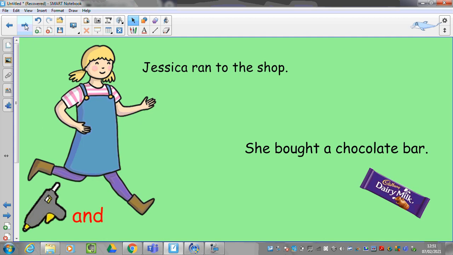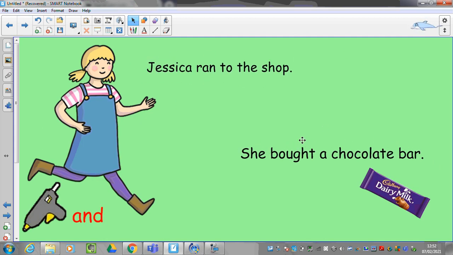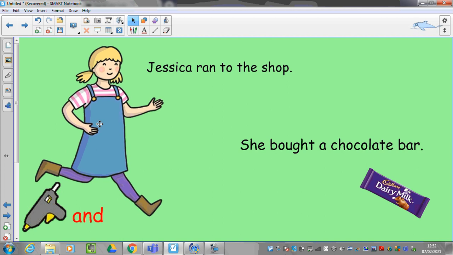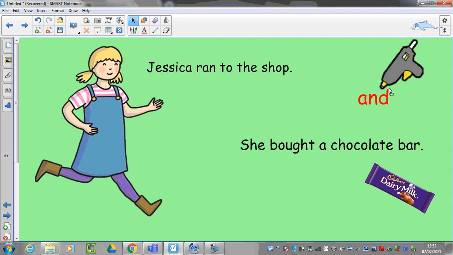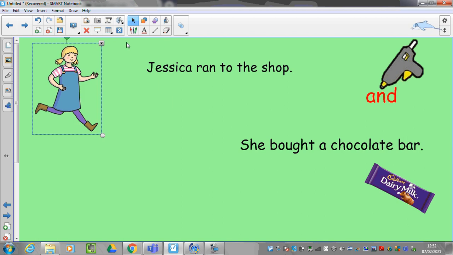Remember that. So we've got Jessica ran to the shop. She bought a chocolate bar. Here she is running. And this is the chocolate bar that she bought. Oh, delicious Dairy Milk. Now, Jessica is going to be using her glue gun to stick the sentences together. No, not Jessica, us. We're going to use our glue gun to stick the two sentences together. So let's make Jessica a bit smaller so we can squeeze it in.